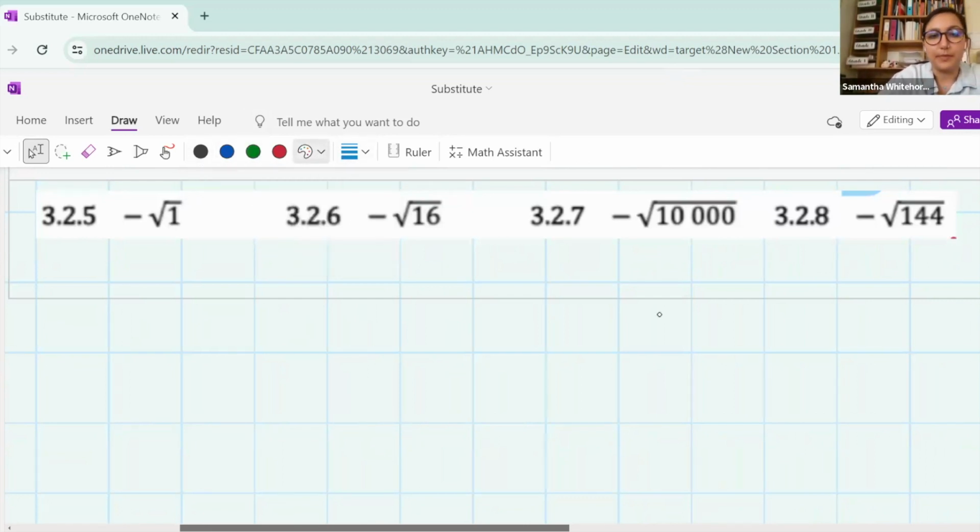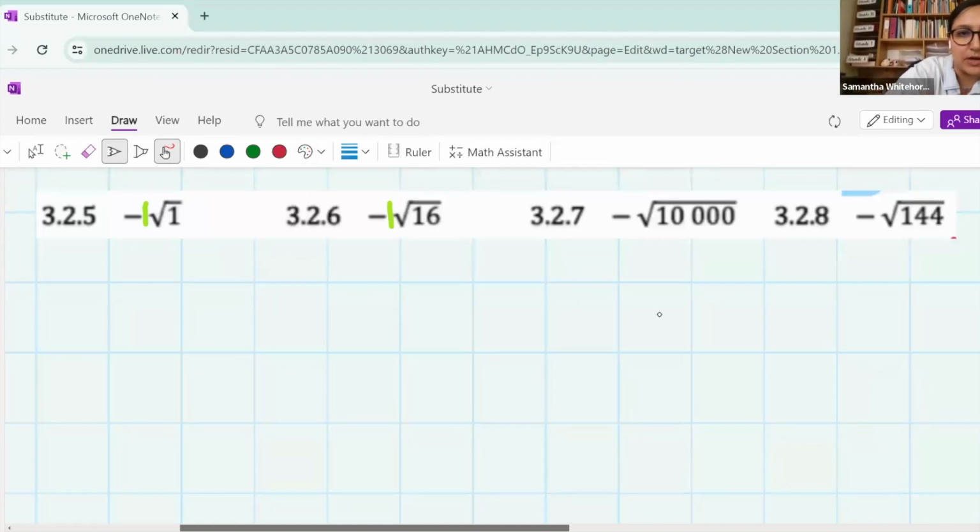Let's have a look at the first one. Please remember that in front of all of these, we've got a -1 in front of my square root. So in each case, it's actually saying -1 times the square root value. In the first example, 3.2.5, what we are actually working with is -1 times the square root of 1. So we're first going to work out the square root, and we'll leave the -1 there.